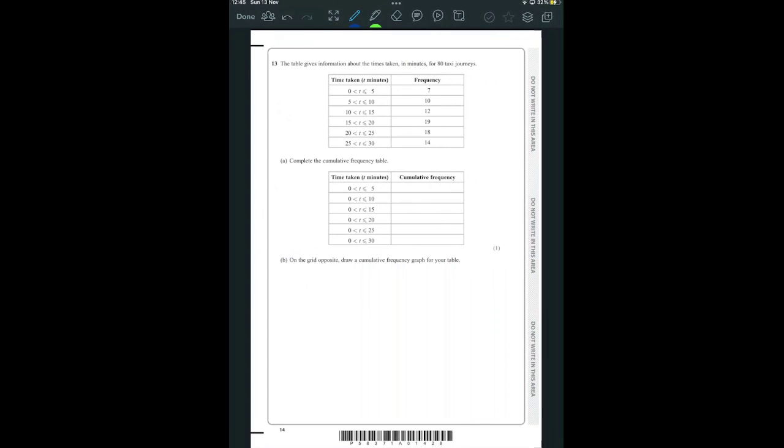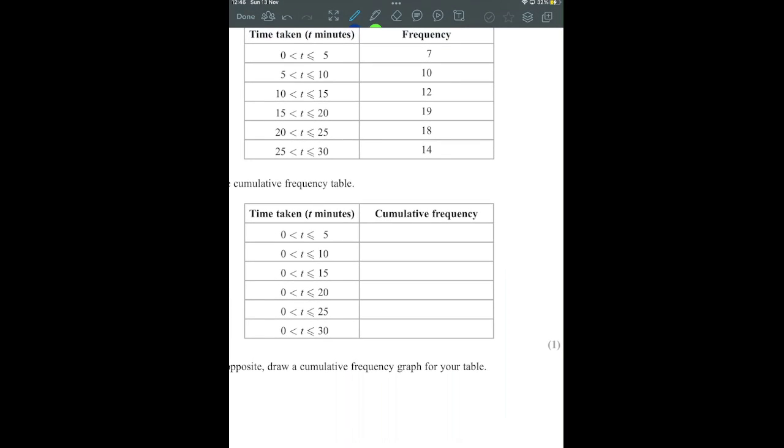Question 13, cumulative frequency. An easy one, Mark, just to fill out your cumulative frequency. Your running totals versus 7, add on the 10 for the next bit, then add on another 12, add on another 19. Of course, you should check these if you're even slightly unsure. Add another 18, and then add another 14.